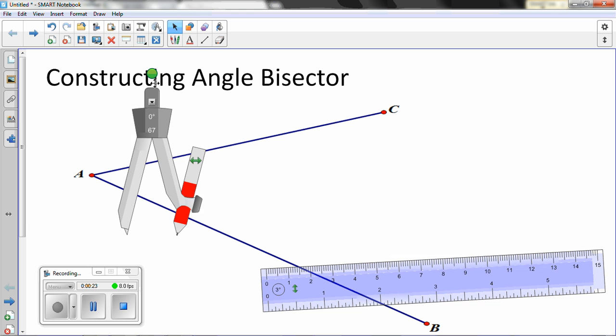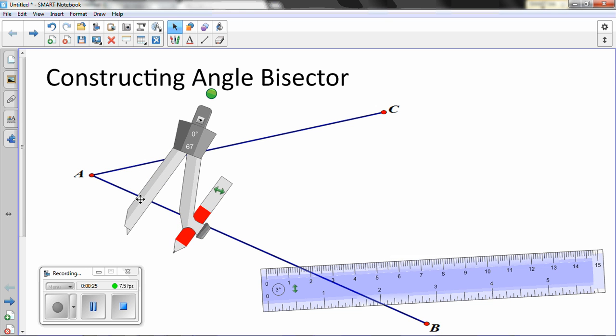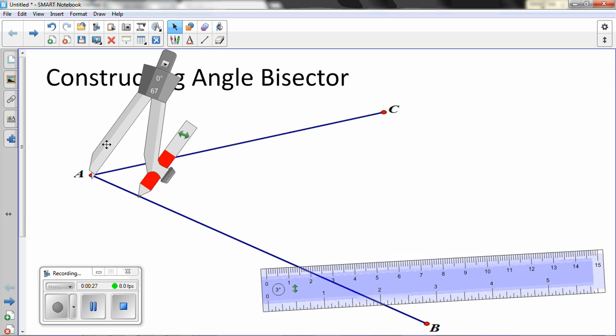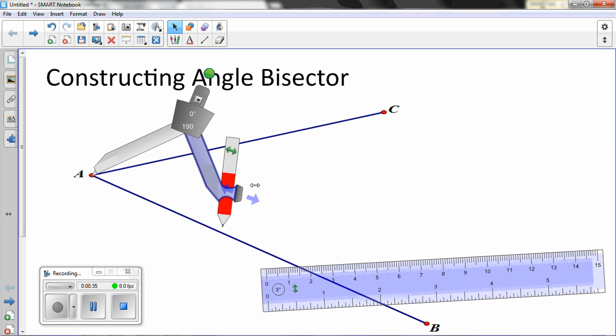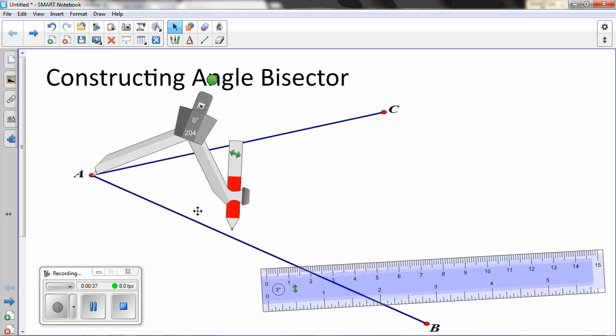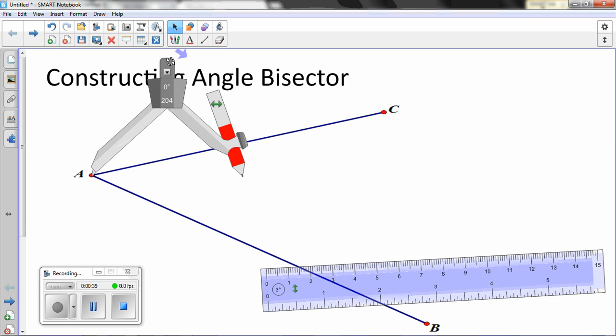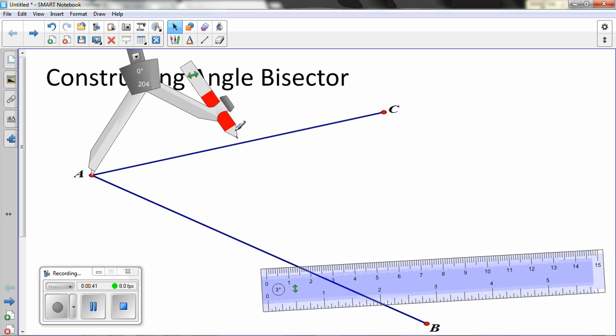I'm going to put my anchor point at point A. I want to bisect the vertex, so I'm going to make sure that my anchor point is right there at the center of point A. I'm going to stretch my compass to an arbitrary width. That means whatever width I want it to be, okay? And I'm going to make an arc.